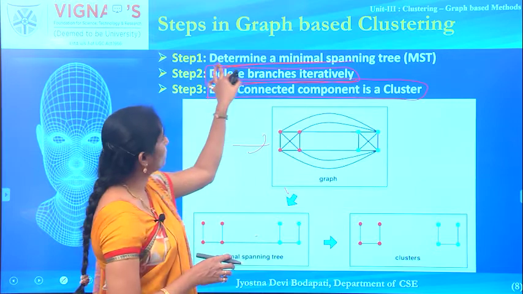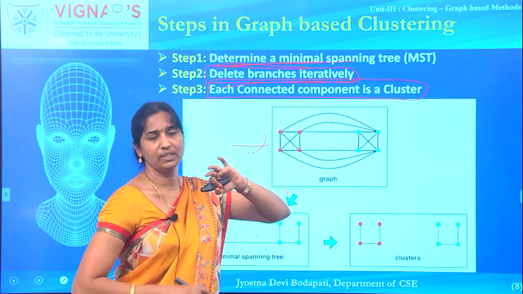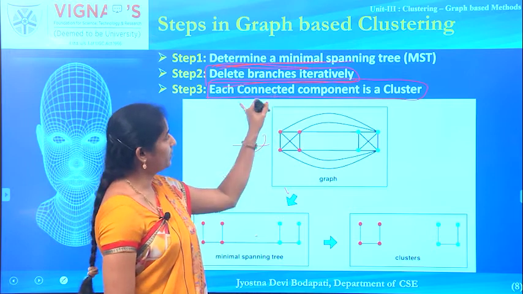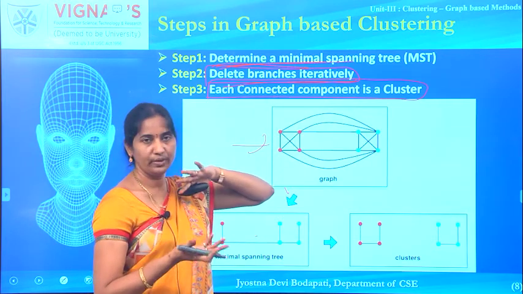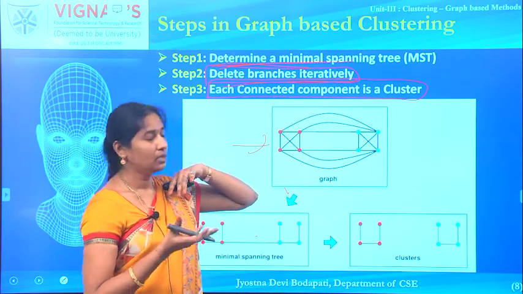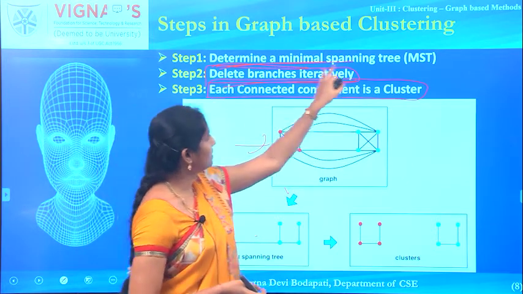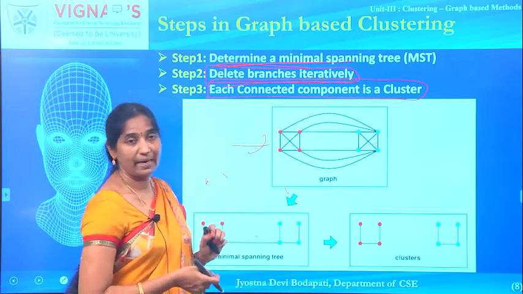So, this process is very simple. We can use Prim's or Kruskal's algorithm to get the minimal spanning tree, and once the deletion is over, getting the connected components we also know, as we discussed that as part of the data structures course. Then the typical process here is the deletion of the branches iteratively.